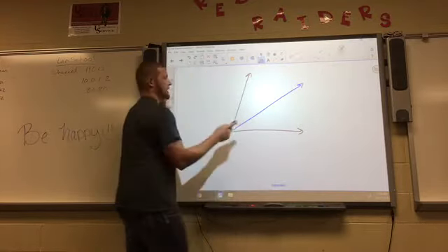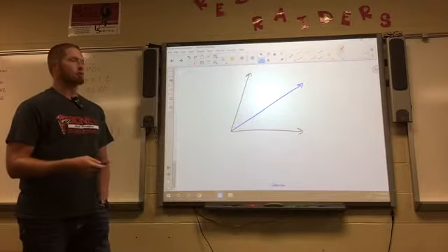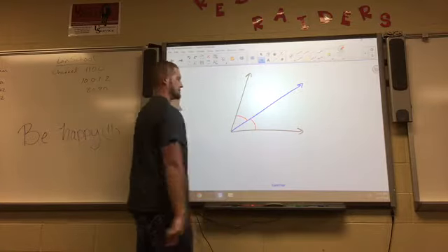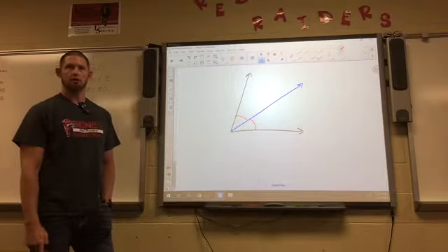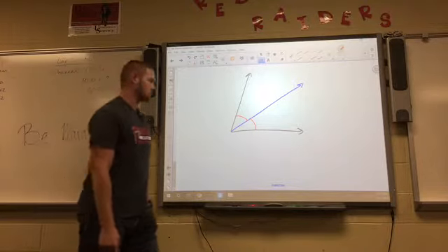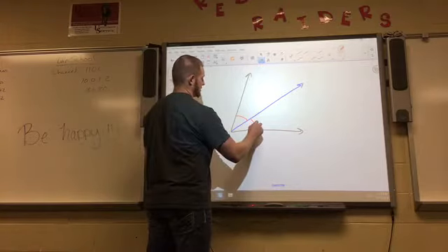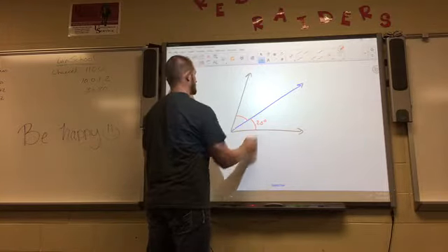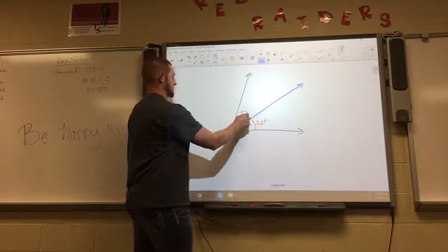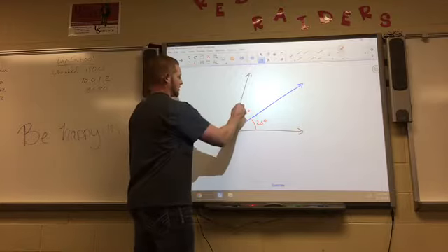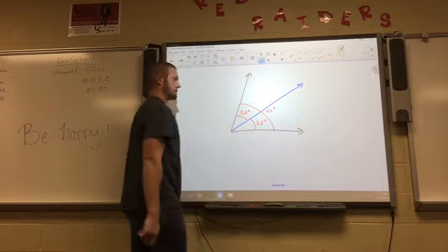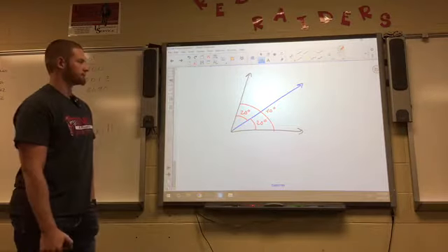So, if that blue ray is an angle bisector, agree or disagree that these two things have to be the same measure? Agree. Because if I'm cutting something in half, they have to be two equal parts. So, if this is 20 degrees, what's the top angle? 20 degrees. And they have to be the same. What's the whole thing? 40 degrees. Okay, using a little angle addition also.